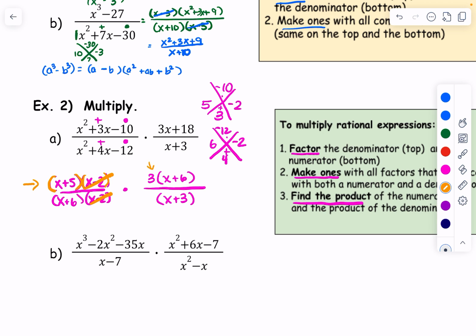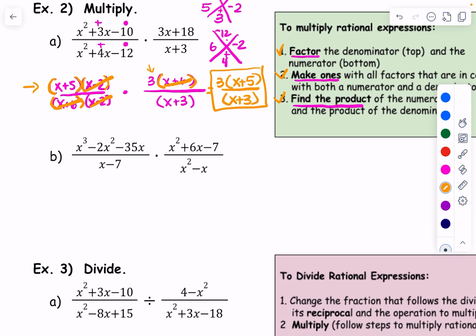Do I have just a 3? No, I don't. This one has a 3, but it's a sum, so I'd have to have all of that, right? But I don't. Okay, so now I'm asking myself, do I have an x plus 6? And I do. I have an x plus 6 right here, so this will go away. So then when we multiply, I'm okay with you just leaving it in factored form, but we have a 3 and an x plus 5 on the top, and we have an x plus 3 on the bottom, and we're done. So we factored, we made as many ones as we could, and then we found the product. We just put everything together.